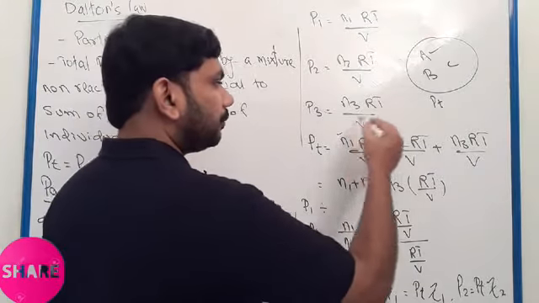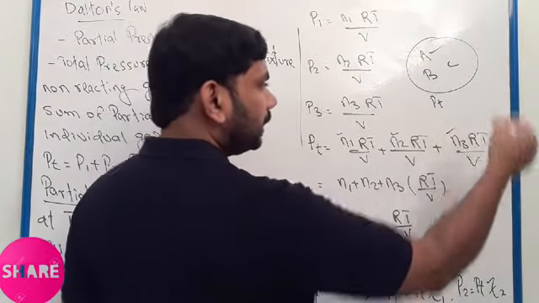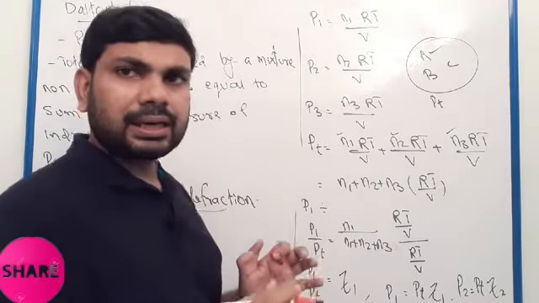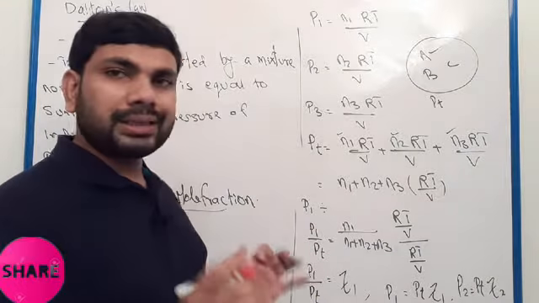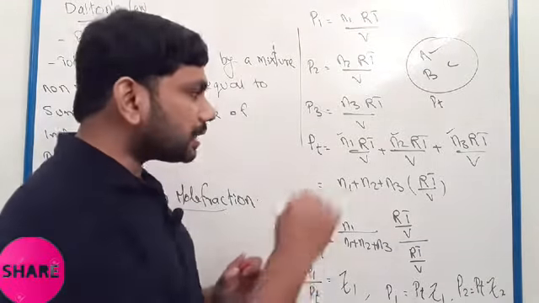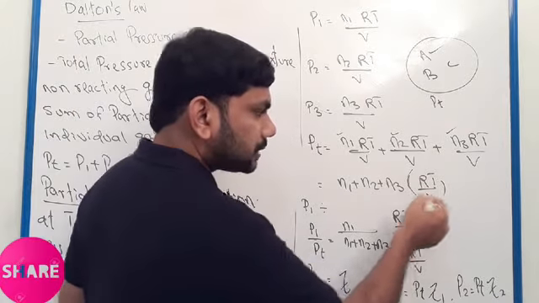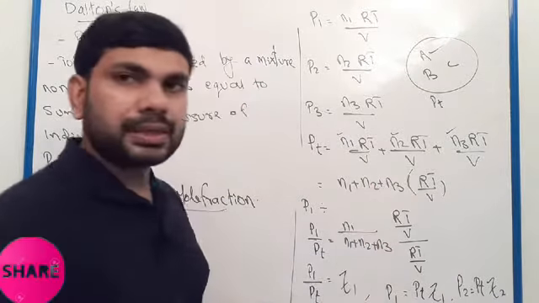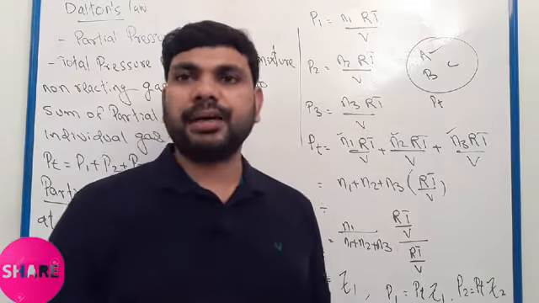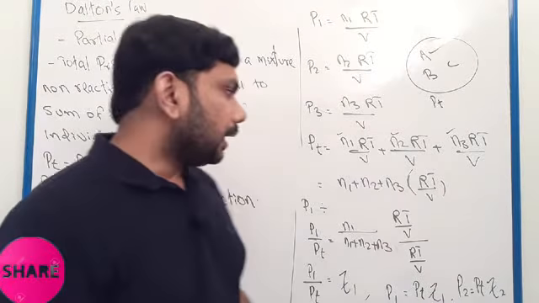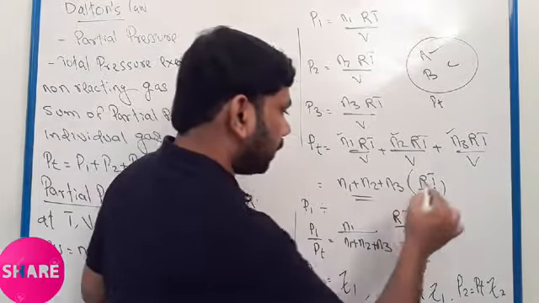Here n1, n2, n3 are different, but RT by V is common. So we can take RT by V outside. Then you can write (n1 plus n2 plus n3) times RT by V. I think you understand up to this point.